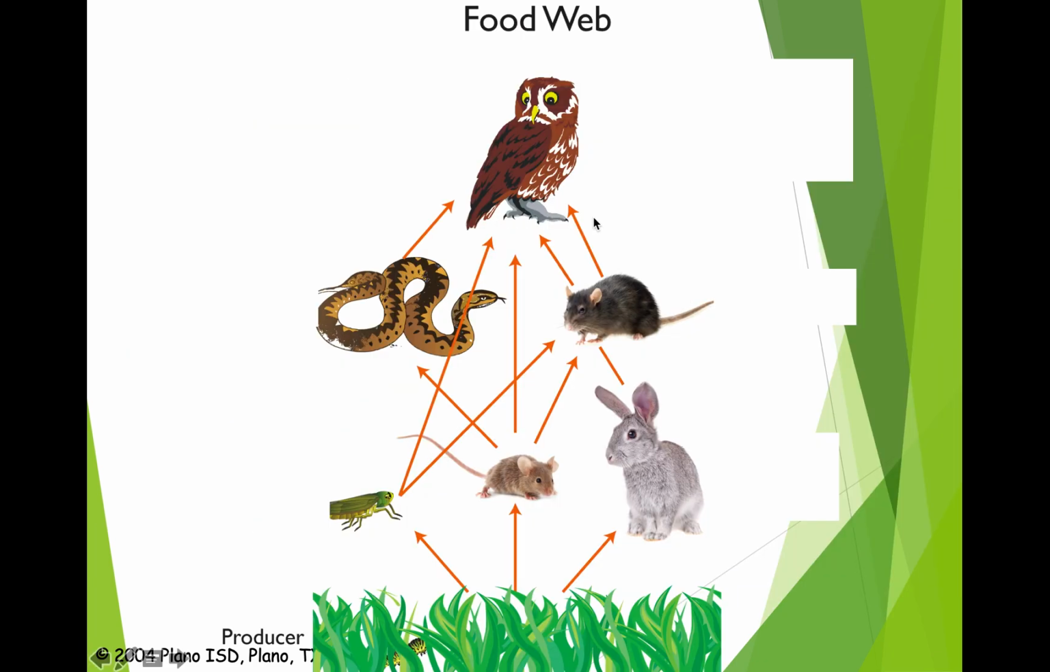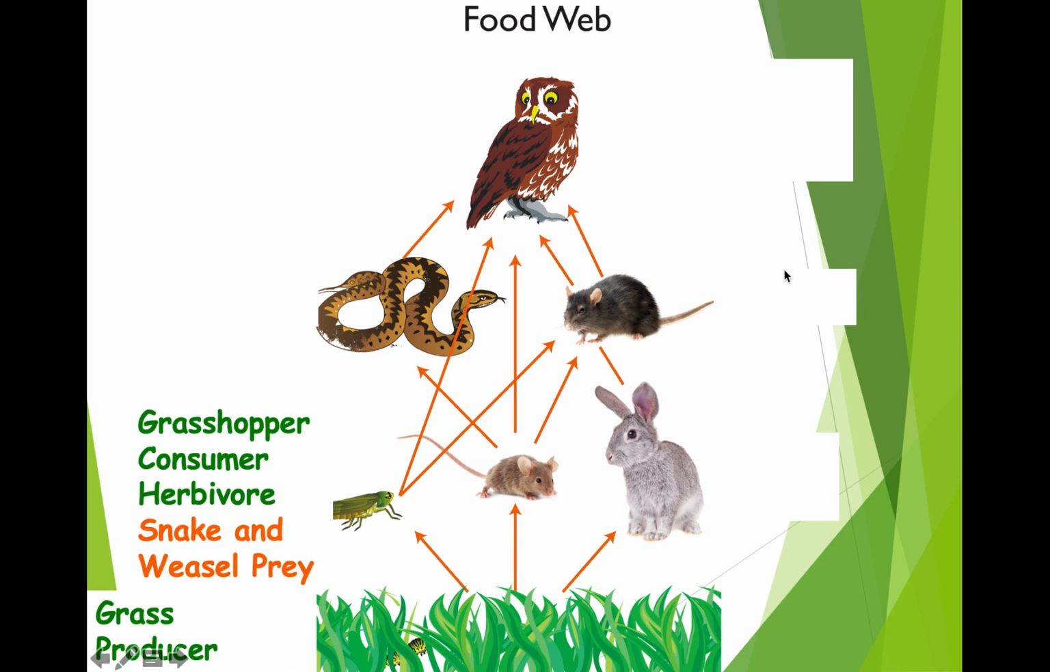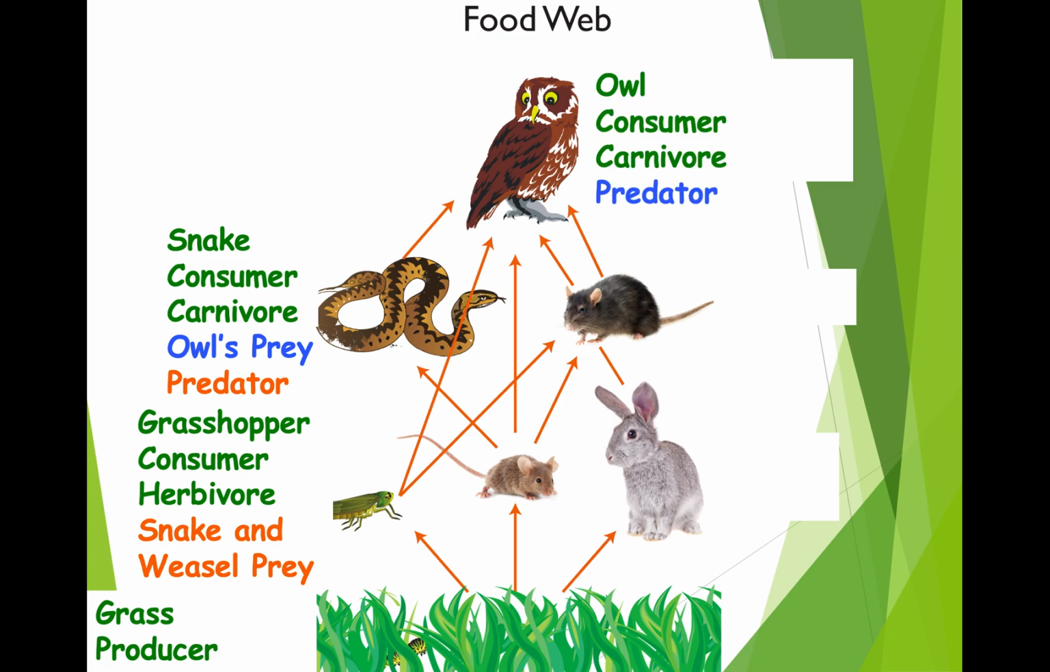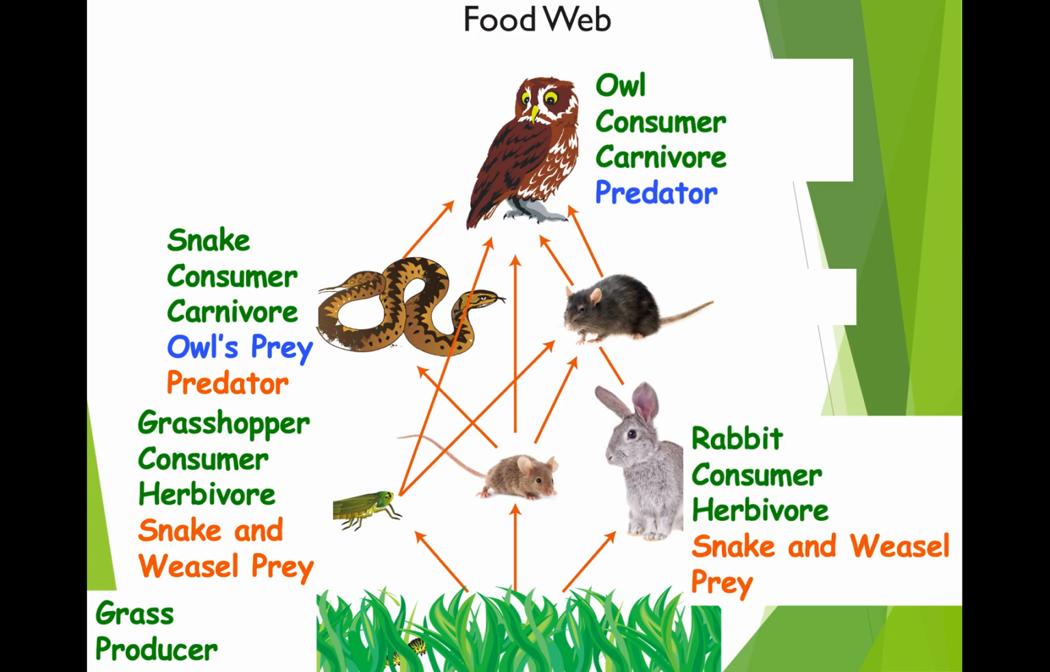Now, all of those food chains put together make up a food web. You have different interactions with different animals, so it's not just a straight arrow to the owl. As you can see, there are different ways that the owl is getting its nutrition. You have the grass, the producer. You can have the grasshopper as a consumer herbivore. You have the snake and the weasel with its prey. So there are different ways that we can get all these food chains to turn into a food web, as you can see here.